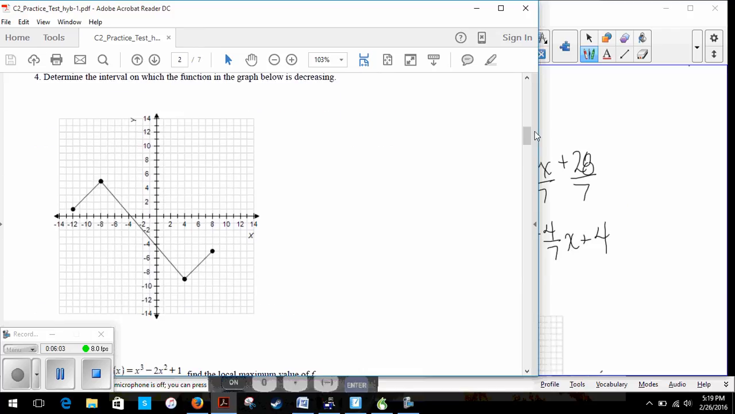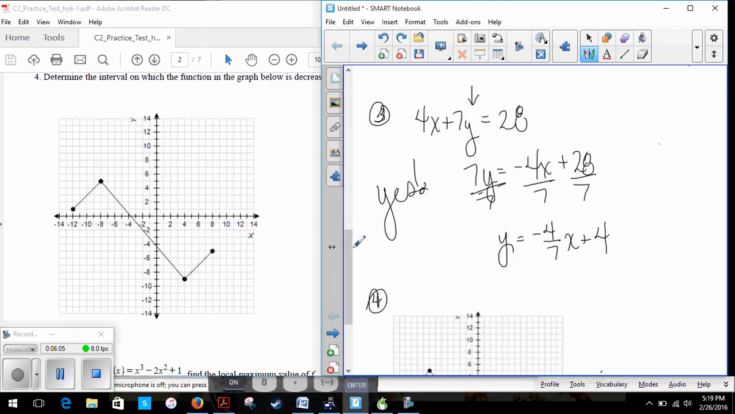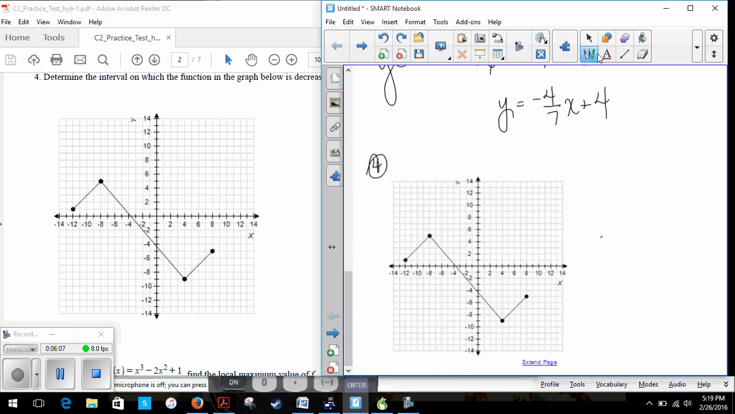Number 4, where is my graph decreasing? Well, I am decreasing from here to here. So from the negative 8 to the positive 4, I'm decreasing. You do not include the negative 8 or the positive 4 because that's where it changes direction. And so that's the only part where I'm decreasing. These two spots are increasing.